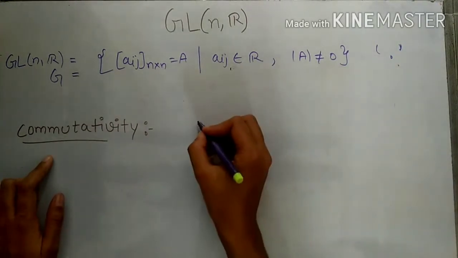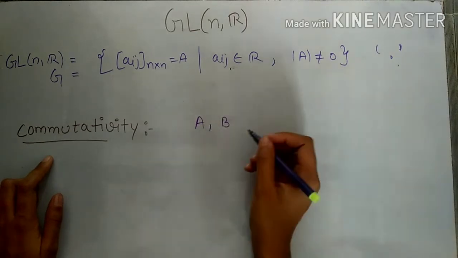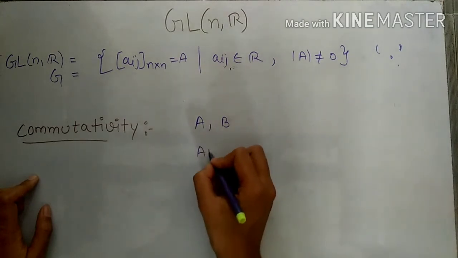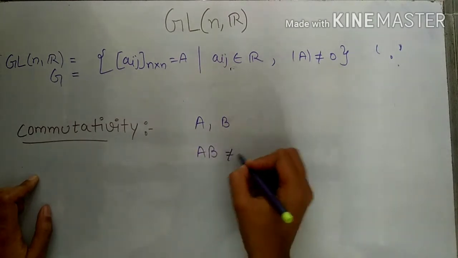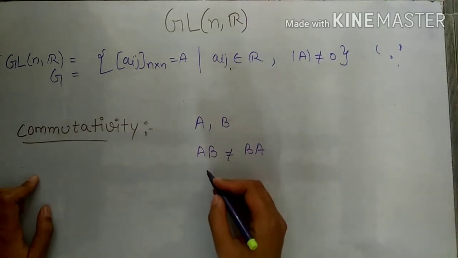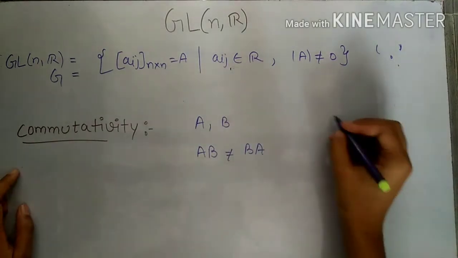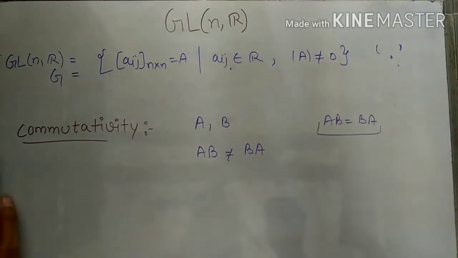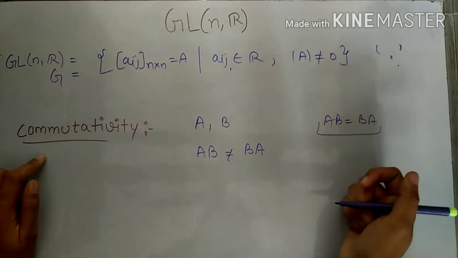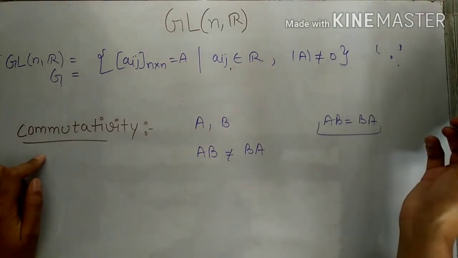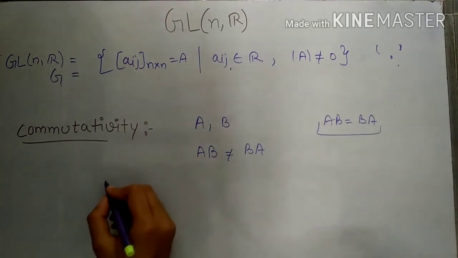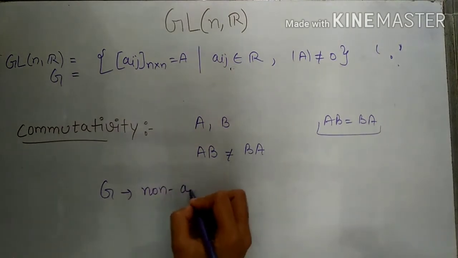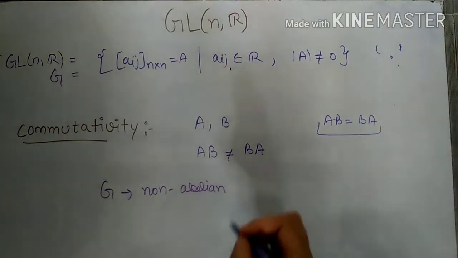Friends, if we take any two matrices of same order like A and B, then generally this matrix under the operation of multiplication, this not satisfy the property of commutativity. That is, generally AB is not equal to BA. That is, AB is equal to BA, this result is not true for all matrices. So G does not satisfy the property of commutativity under the operation of matrix multiplication. So what we get, that the set G form a non-abelian group under the operation of matrix multiplication over the set of real numbers.